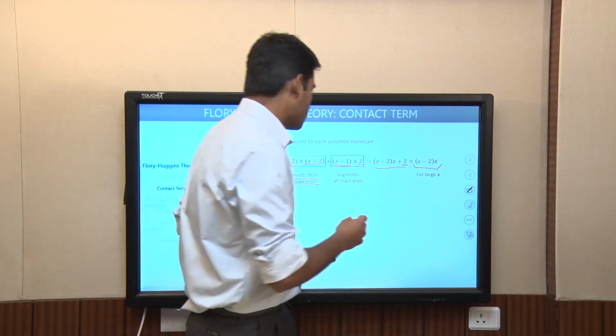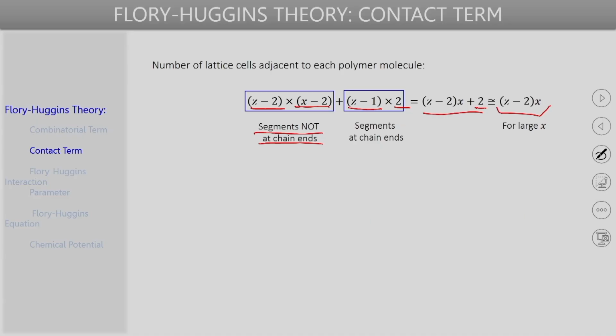Okay. So, now proceeding from here, we know that the total number of polymer molecules in the solution is N2. So, if for a given polymer molecule we have z minus 2 times x adjacent lattice cells, then for all the N2 polymer molecules together, the number of adjacent lattice cells is just N2 multiplied by z minus 2 times x. Okay. So, this gives the total number of adjacent cells for all polymer molecules.